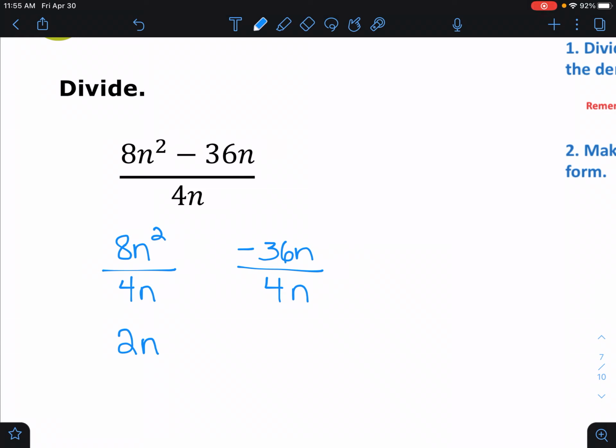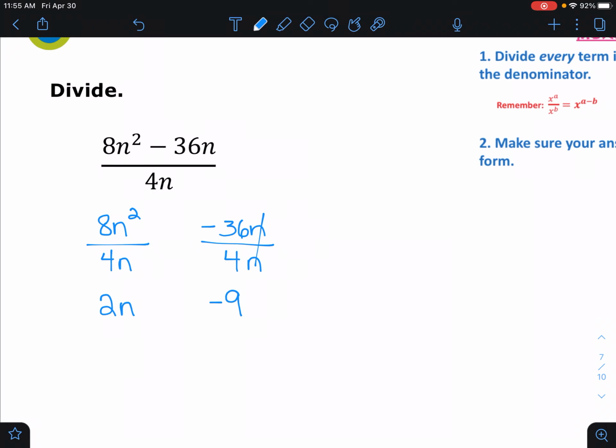Now let's look at this next one. Negative 36n divided by 4n. Negative 36 divided by 4 is negative 9. N divided by n, these cancel out. That's 1, or n to the 0 power, which is 1. Now, I would need to write a 1 here if I did not already have the negative 9, because I need that placeholder. But I already have a negative 9, so I don't need to write also times 1. That's still negative 9. The n's cancel out. My final answer here is 2n minus 9, and that's in standard form. Degree 1 and then 0, so we're good.